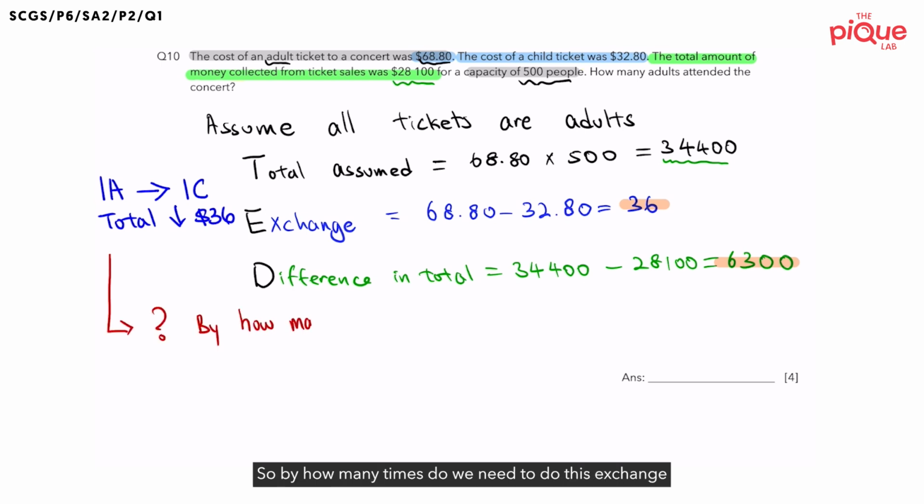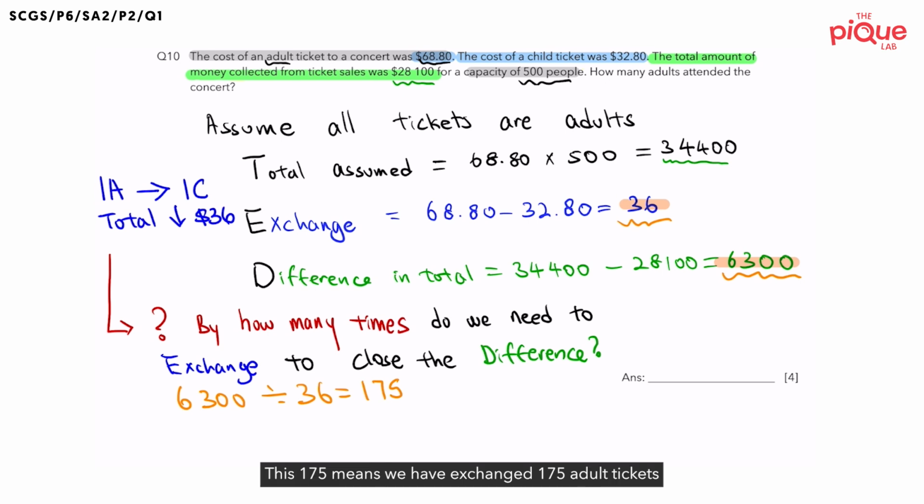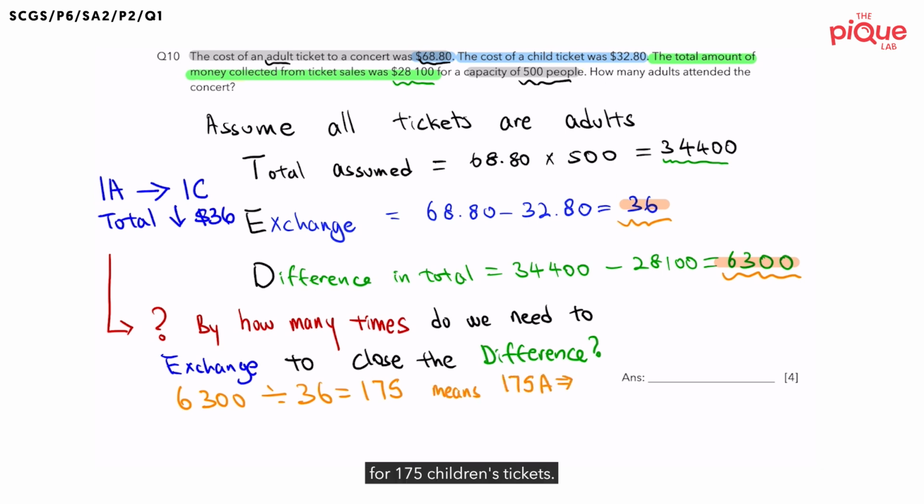So, by how many times do we need to do this exchange to close the difference in total? We simply divide the difference in total, which is $6,300, by the amount found in our exchange, which is $36. And we will get 175. This 175 means we have exchanged 175 adult tickets for 175 children's tickets. Is this the final answer?